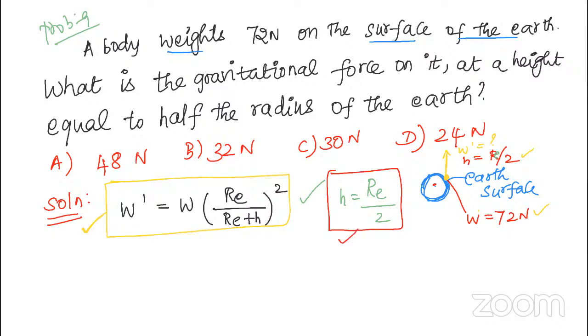So in the information, we have to substitute the H value in this equation. Okay, let's see what happens when we substitute. So W dash is equal to W into RE divided by RE plus H, the whole square.